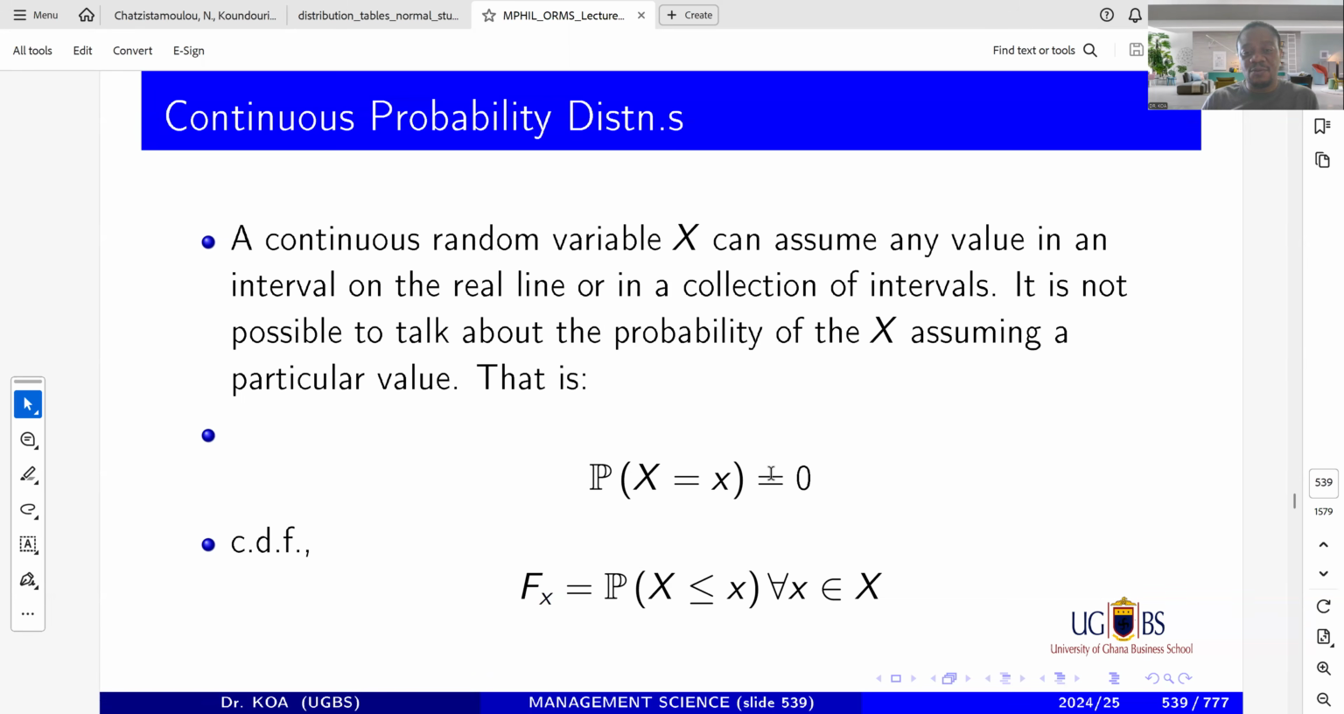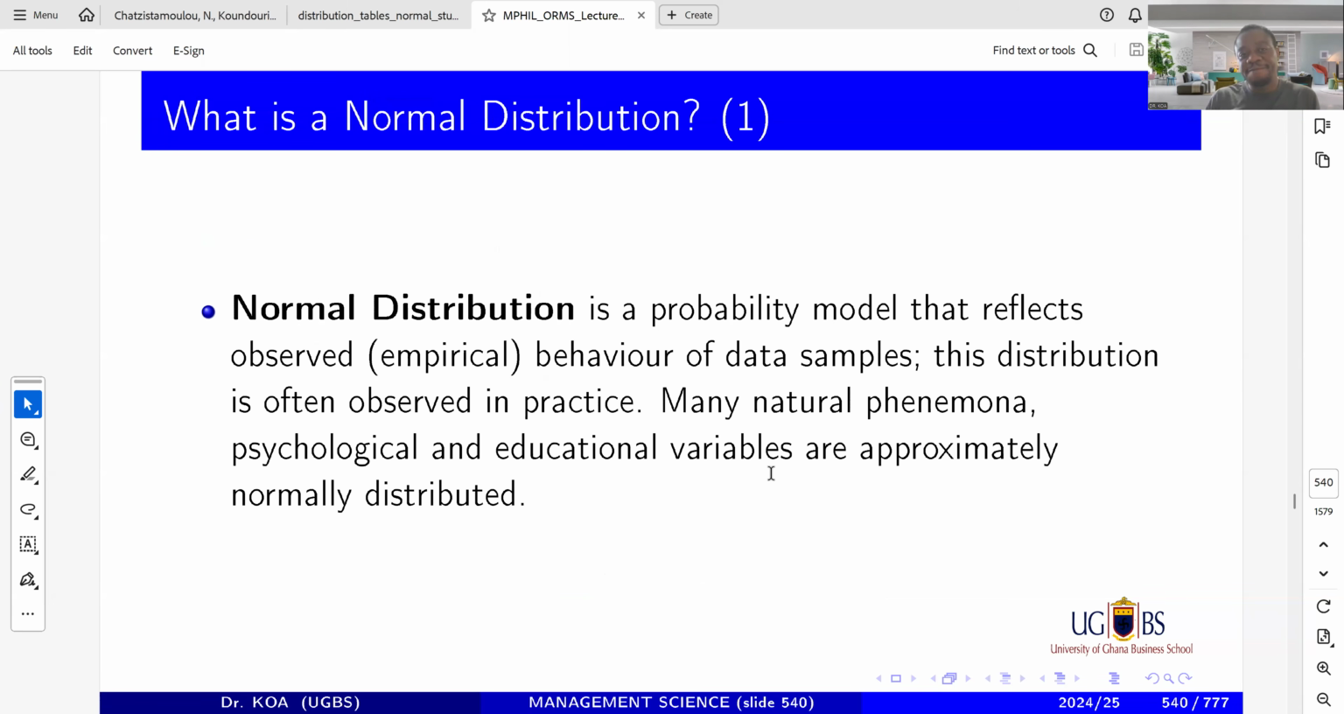Now let's get into the real thing. What is a normal distribution? First of all, what is a distribution? The way certain numbers look is a distribution. Now, if the distribution is normal, it means that we have a probability model showing the observed behavior of a data sample that is observable in real life.